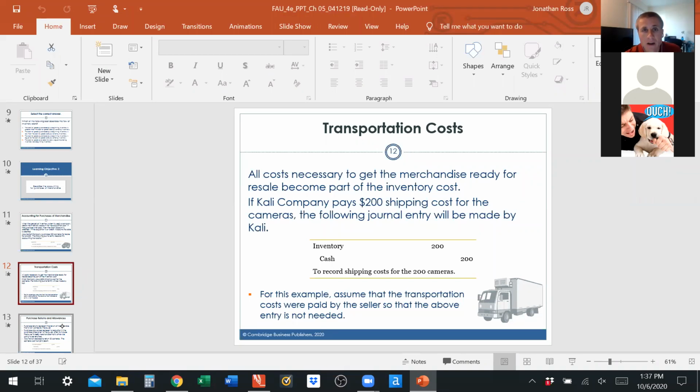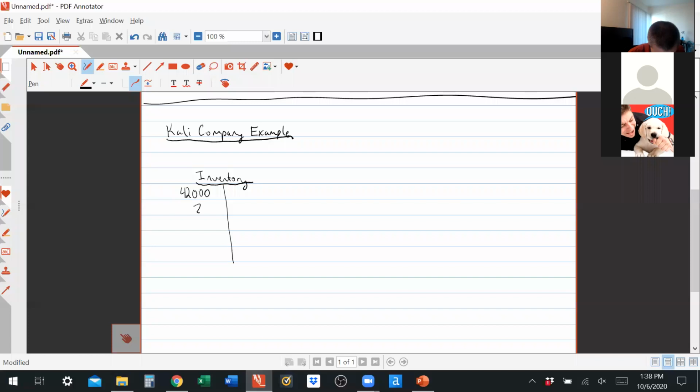So if Kaylee has to also pay the shipping on the cameras, that shipping cost is added as part of the cost of inventory. So you debit inventory and, say they pay with cash, credit cash. If they paid shipping, they would make this journal entry. The shipping cost gets added to the asset. So inventory after this entry would have an additional $200 in it. So it would have $42,200. This much for the actual cameras and this much for shipping, if Kaylee pays the shipping cost.